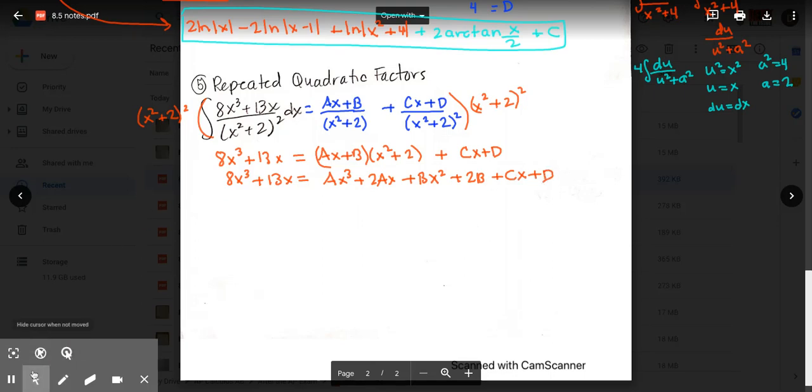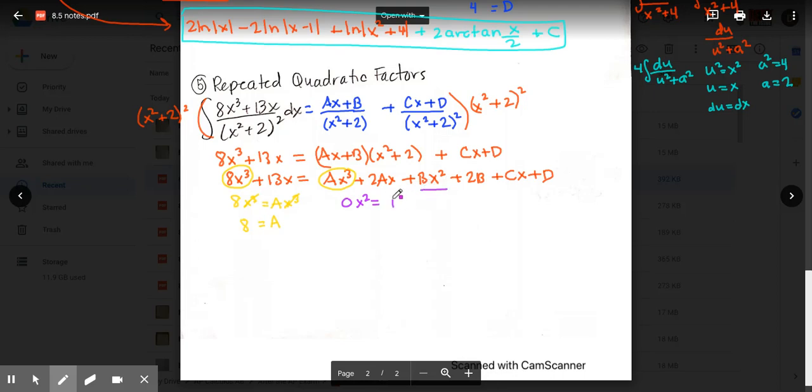I'm going to start with the highest power, which is the x cubed. So 8x cubed equals ax cubed, and there's no other x cubed. So a, it's pretty easy, has to equal 8. Next, I don't have any x squared terms, so I'm going to say 0x squared, I don't have any on the left, equals bx squared. Well, there you go. b is 0. That happens sometimes where a constant ends up being 0.